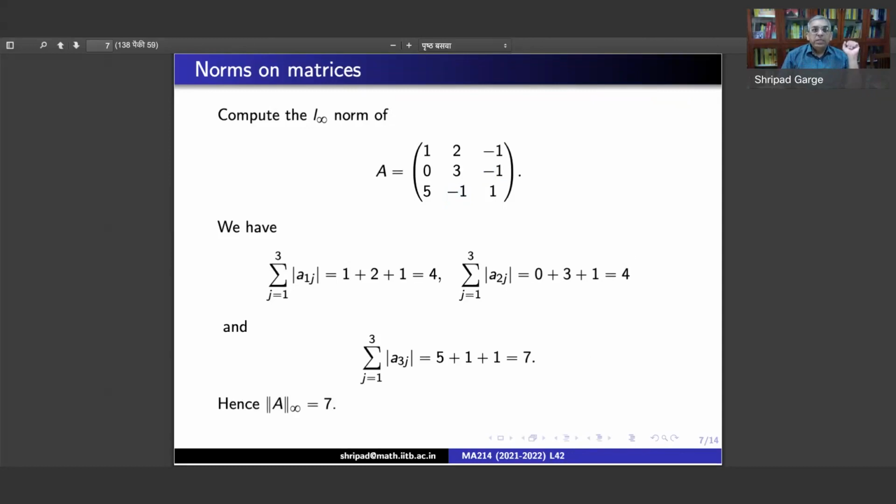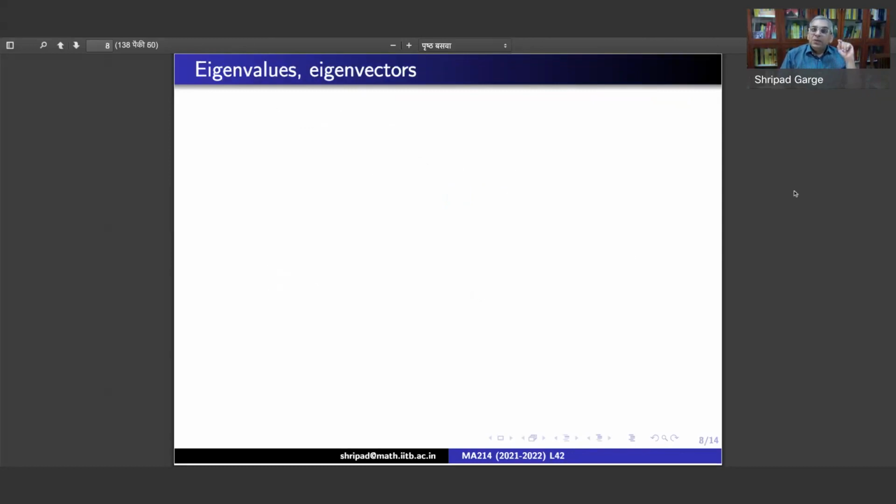So the L infinity norm of our matrix is 7. Very easy computation. Now we need to worry about computations of the L2 norm. But before we go towards that, we have to quickly revise the notion of eigenvalues and eigenvectors. And this is related to the L2 norm. That's why we are doing it. But of course, we will also use eigenvalues and eigenvectors later in the course.